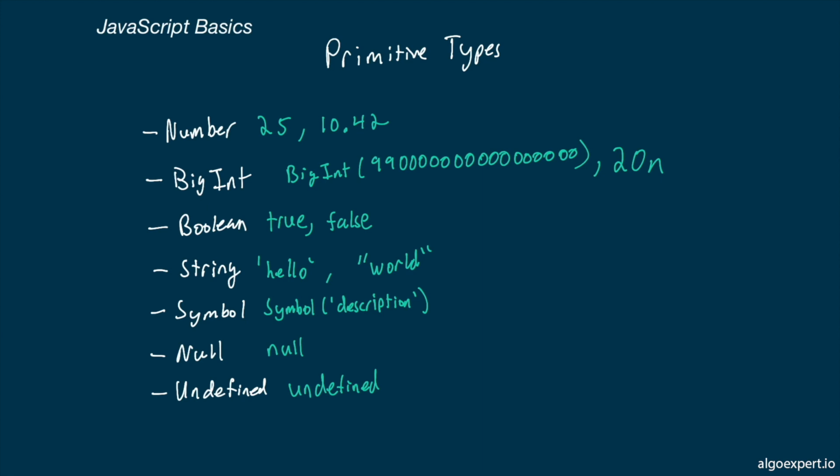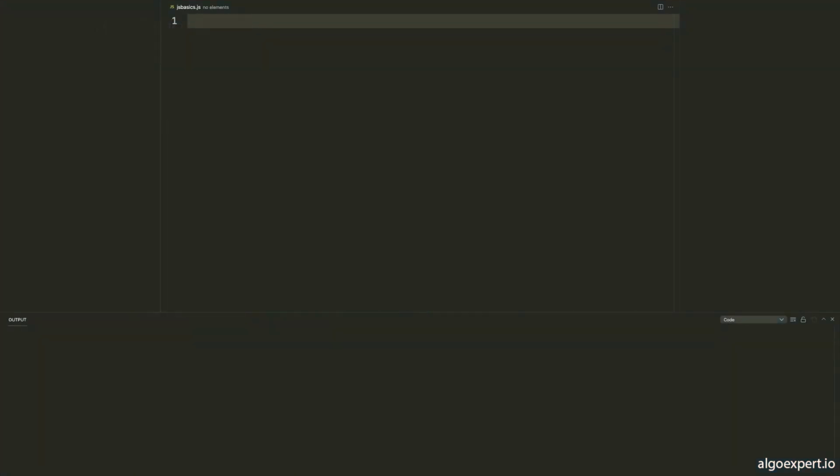Okay, so with all that said, let's move over to the code editor and do a quick demo. Okay, so now we're here in the code editor, and let's look at a quick demo of JavaScript. So first, let's create a variable. To create a variable, we usually use the let keyword, and then we can give it a name. So for example, I can say let num, set this equal to 10.